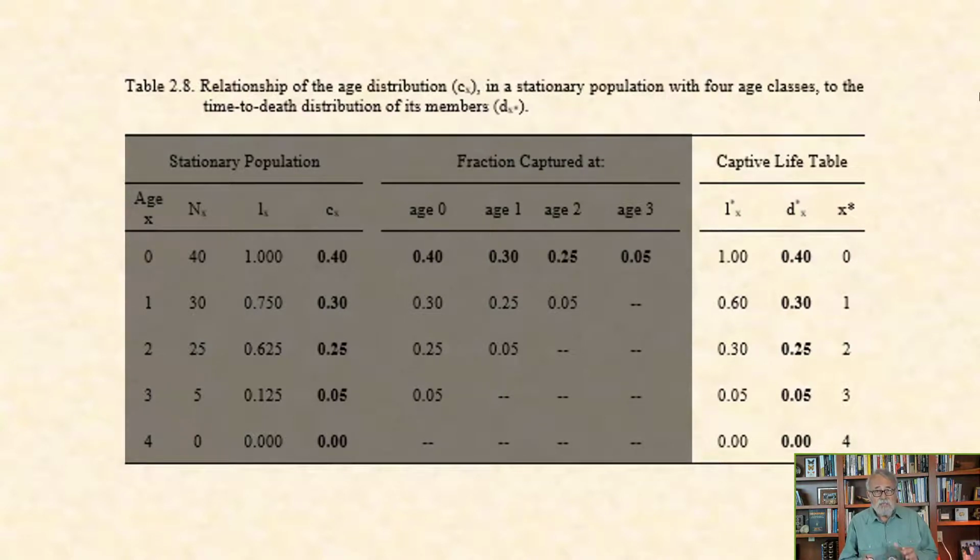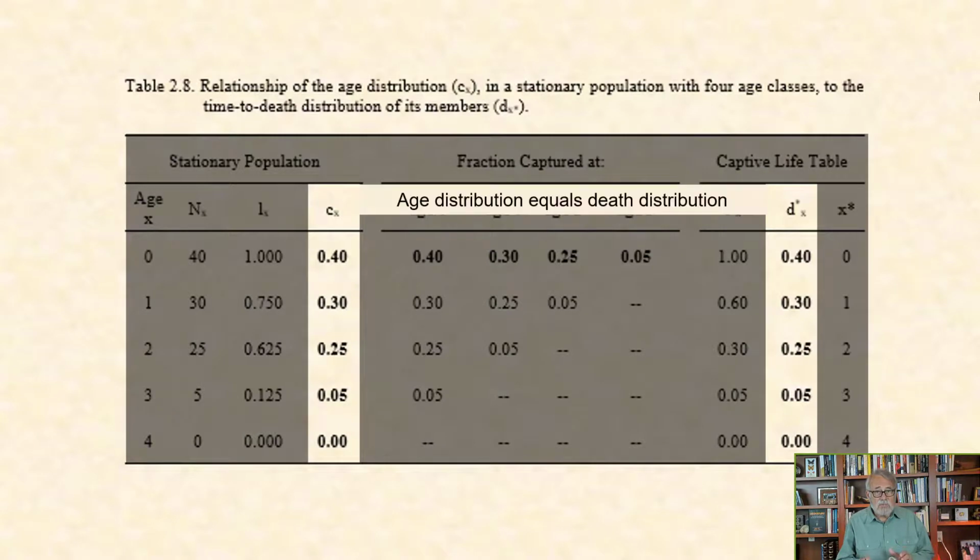That is, the fraction of deaths from 0 to 1 equals 0.4, from 1 to 2 equals 0.3, from 2 to 3 equals 0.25, and from 3 to 4 equals 0.05. This step reveals a connection between the age structure of a stationary population and the distribution of deaths of individuals within it. Here's how this concept can be applied to a hypothetical population.